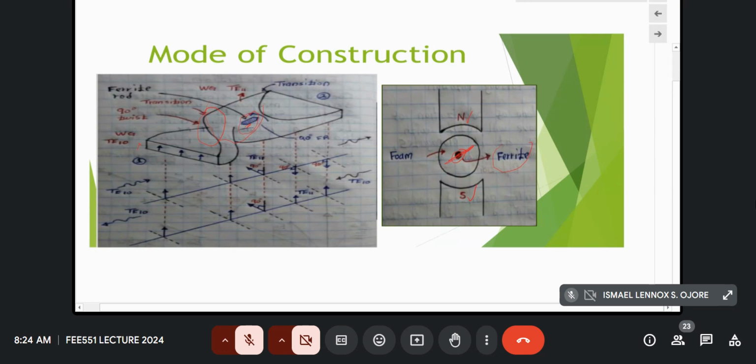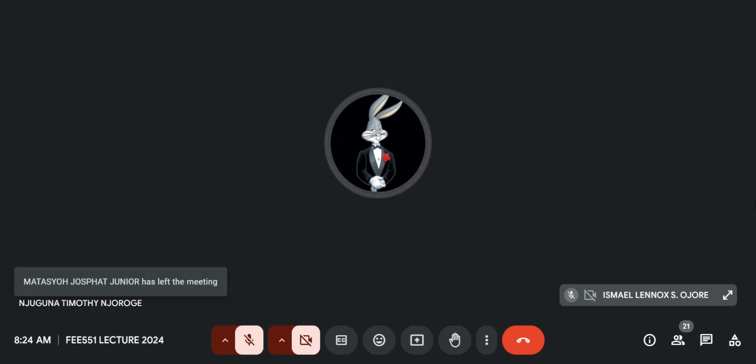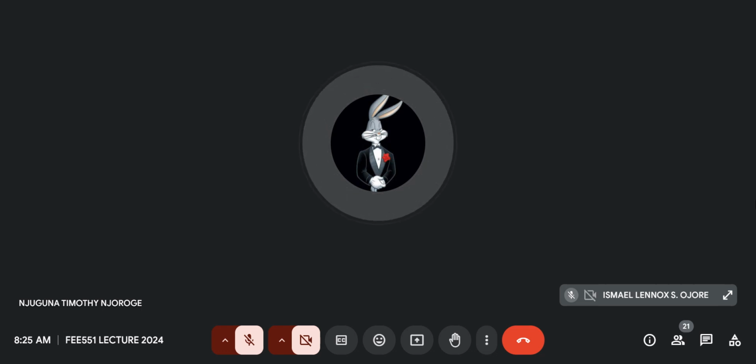Now we can discuss the twist. Here is a twist. It is made such that it will have minimum, or if possible no, reflection as we move from one mode to another. Because here in the rectangular waveguide, we have a TE10. Now in the circular waveguide, we'll have a TE11 mode.